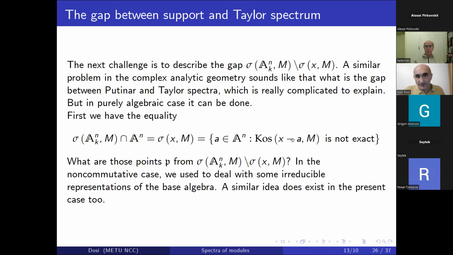Okay, so let's review again. So spectrum intersection with closed points, that's Taylor spectrum, right? And I told you the non-commutative case is all about irreducible representations of the base algebra. So what are we doing here? Let's see.